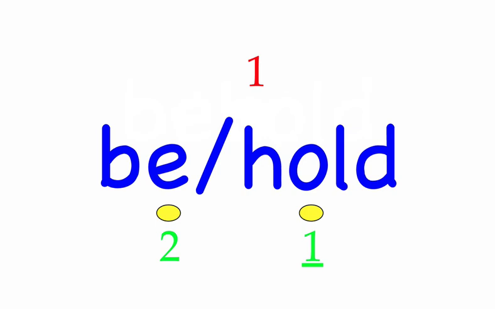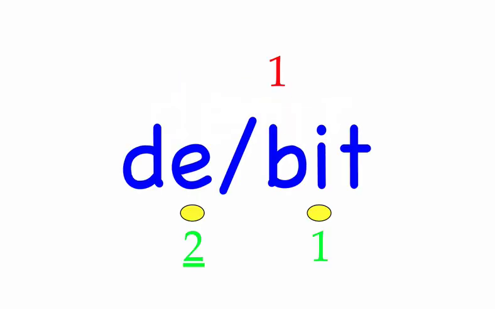Kind. It is important to be kind. Kind. 4 sounds. K, I, N, D. Mark the word. Debit. I will use a debit card. De, 2 sounds. D, E. Bit, 3 sounds. B, I, T. Debit. Mark the word.